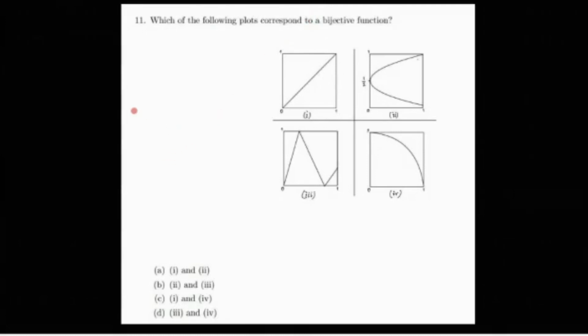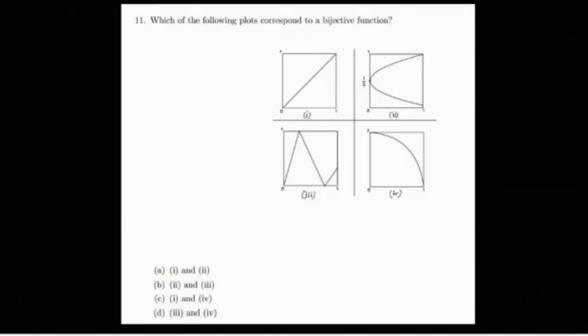Today we're going to solve this problem from CMI Data Science 2022, problem number 11 and 12. So let's start with problem 11. It says, which of the following plots correspond to a bijective function? There are four plots given and we have to check which one of them, or more than one of them, correspond to a bijective function.